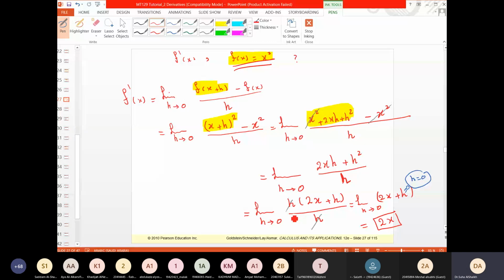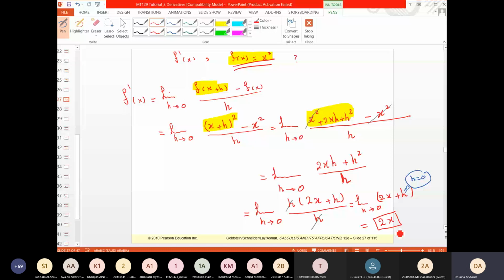So I end up that the derivative, f dash x, for x square is 2x. So the derivative of x square is 2x, and we know that. This is one of the rules that we have. And we're done with this.